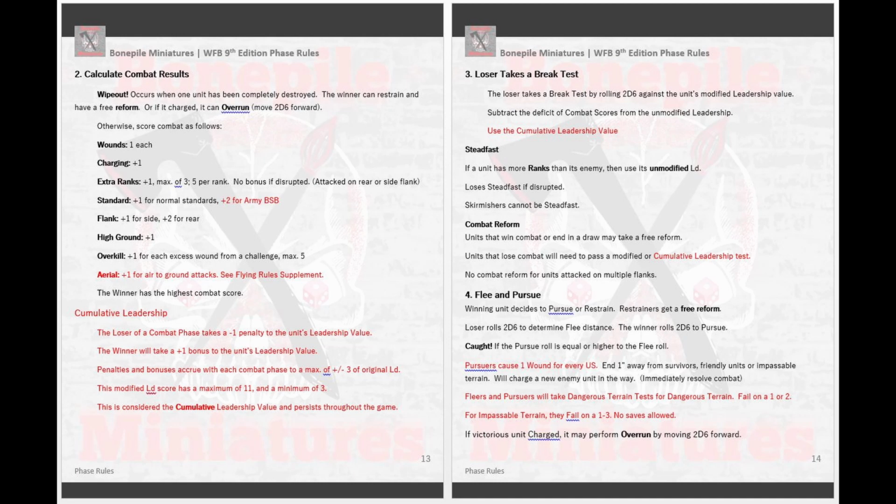Now this also applies to pursuers, but pursuers will stop 1 inch away from entering into impassable terrain. But they will follow fleers into dangerous terrain and are subject to the same amount of danger. They also fail on a 1 or a 2.